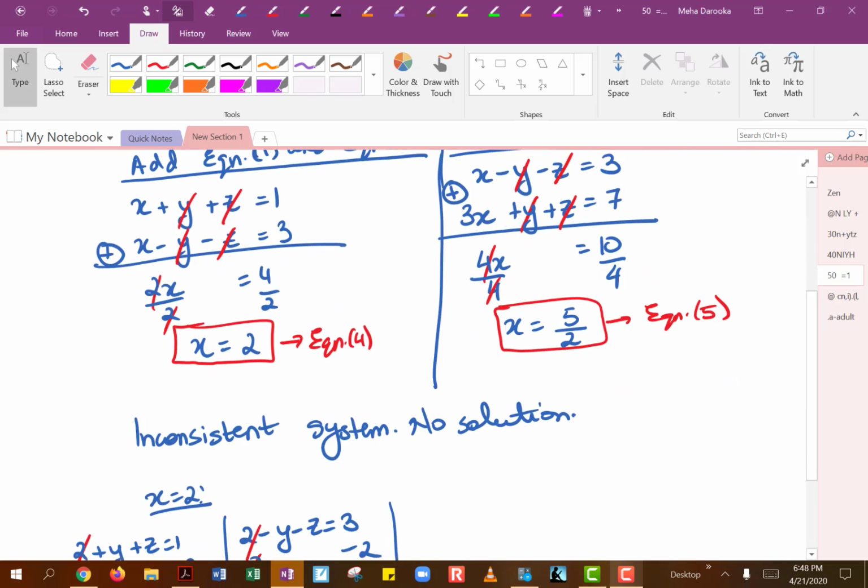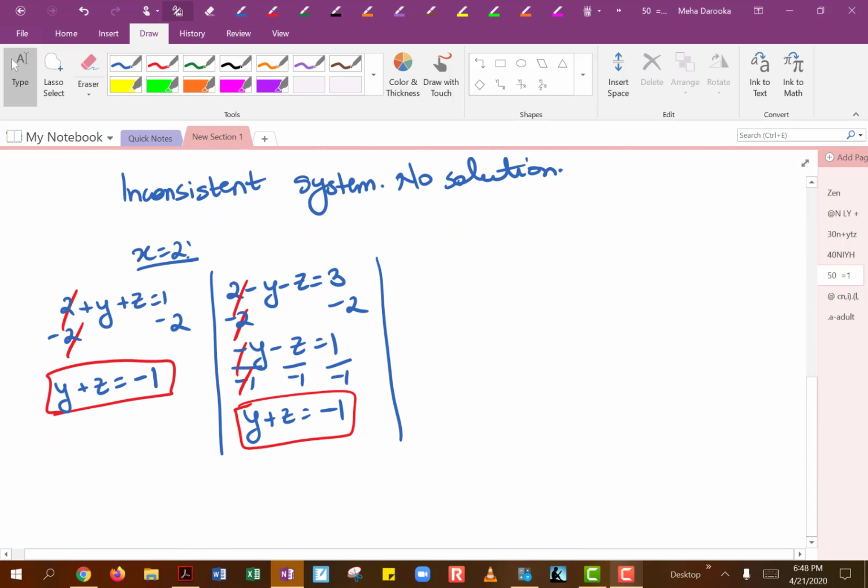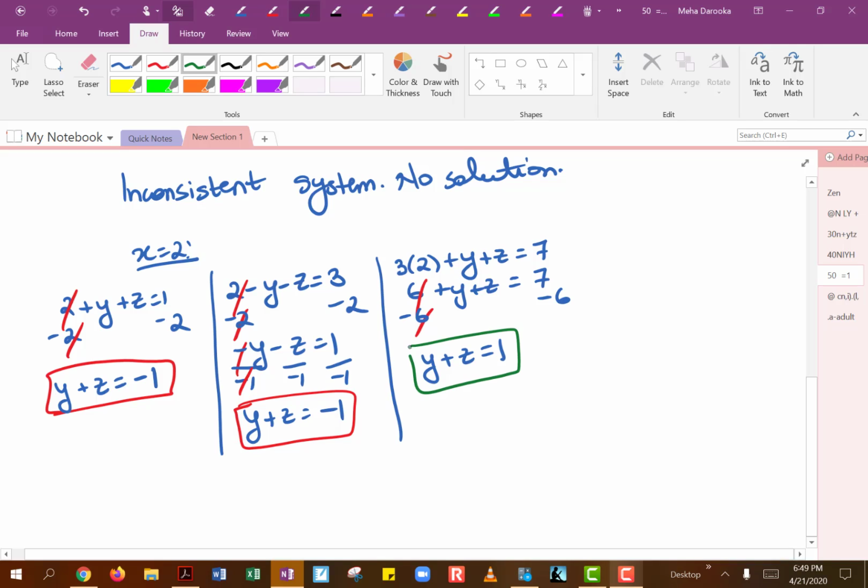3x plus y plus z equals 7. So that would be 3 times 2 plus y plus z equals 7. So that's 6. Subtract that from the 7. And we are getting y plus z equals 1. And you will notice this guy came out to be different from these two solutions that we got from the first two equations.